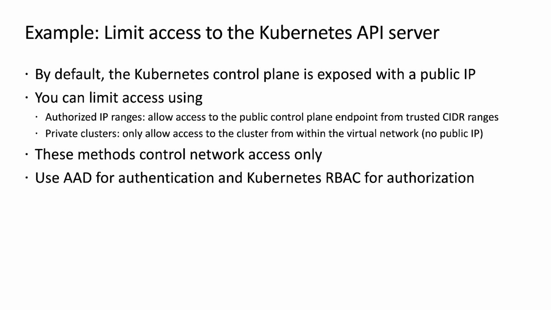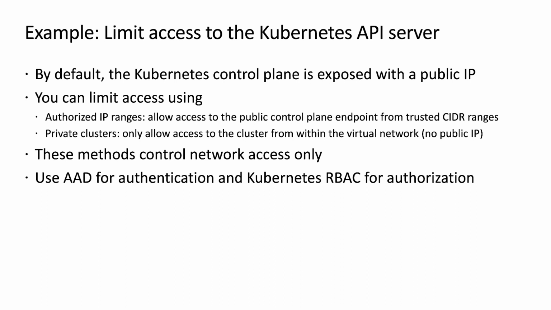The second option, and one that went GA relatively recently, is to use private clusters. This is based on Azure Private Link, and this will fully limit access to that API server to only callers that are within the virtual network. So the agent nodes and other resources that you might have directly within the virtual network, or peered VNets, potentially on-prem via ExpressRoute. That's an even more locked-down capability, but another way to limit access to that API server endpoint.